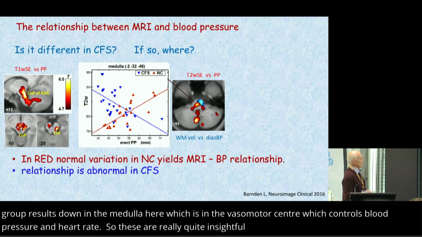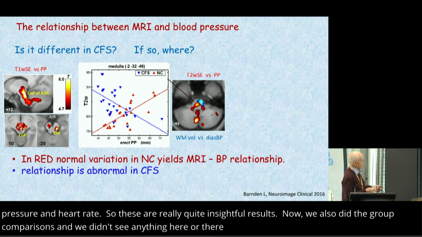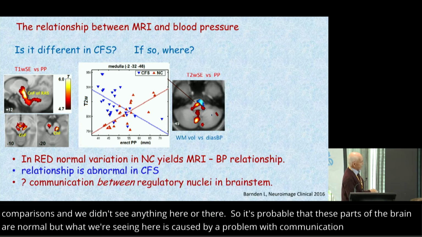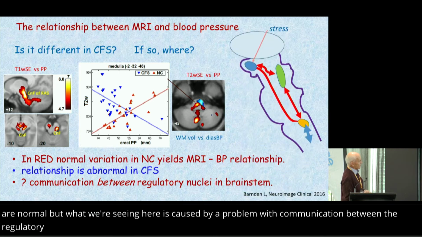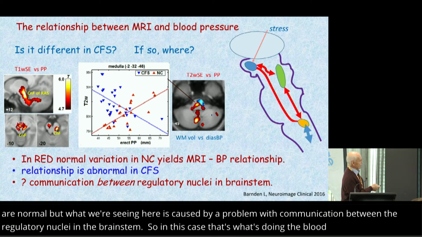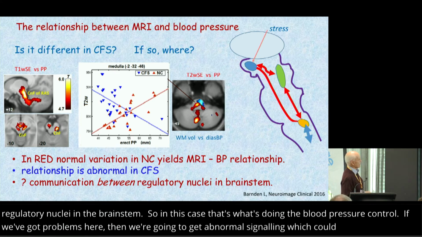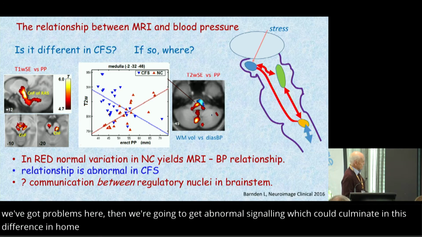Now, we also did the group comparisons, and we didn't see anything here or there. So it's probable that these parts of the brain are normal, but what we're seeing here is caused by a problem with communication between the regulatory nuclei in the brainstem. And so in this case, that's what's doing the blood pressure control. If we've got problems here, then we're going to get abnormal signalling, which could culminate in this difference in homeostasis in chronic fatigues.